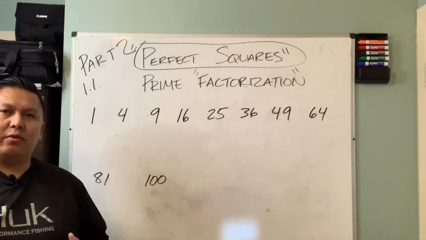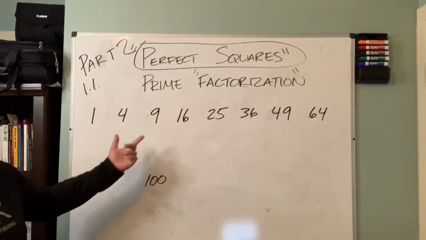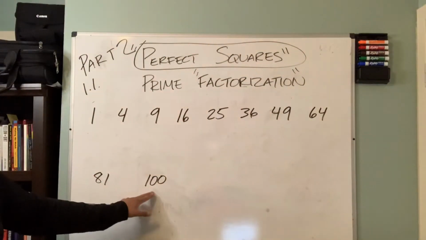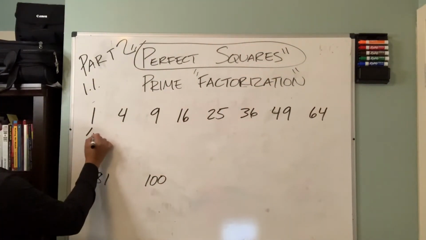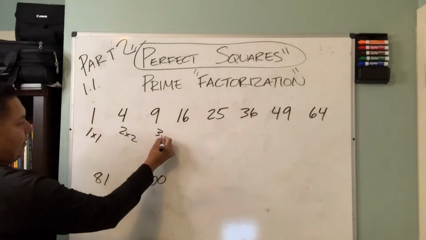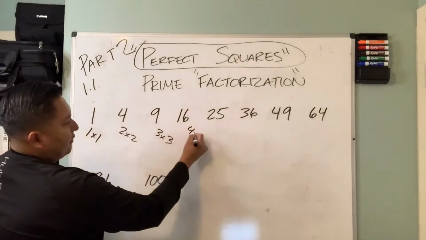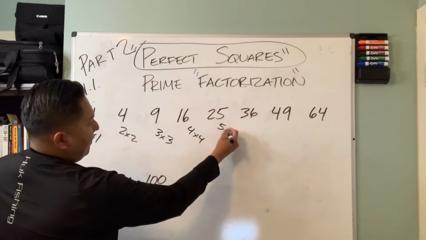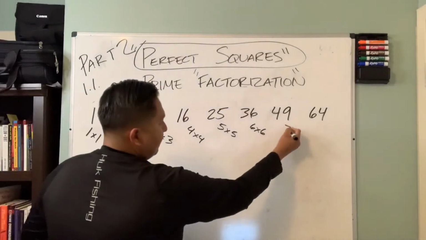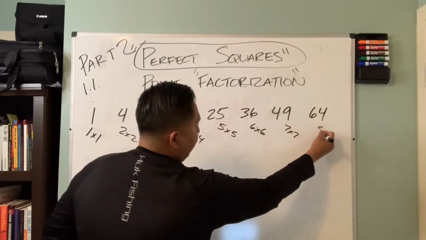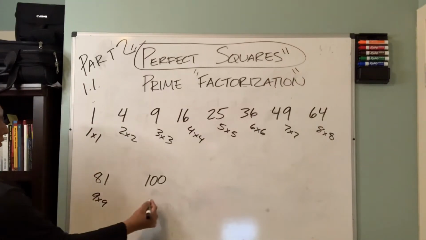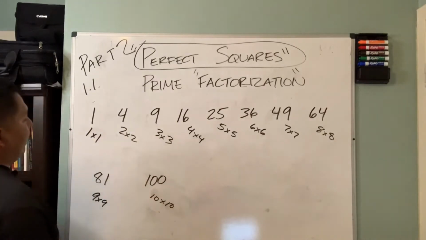The first 10 perfect squares are 1, 4, 9, 16, 25, 36, 49, 64, 81, and 100. We get that by multiplying 1 times 1 to equal 1, 2 times 2 equals 4, 3 times 3 equals 9, 4 times 4 equals 16, 5 times 5 equals 25, 6 times 6 equals 36, 7 times 7 equals 49, 8 times 8 equals 64, 9 times 9 equals 81, and 10 times 10 equals 100.